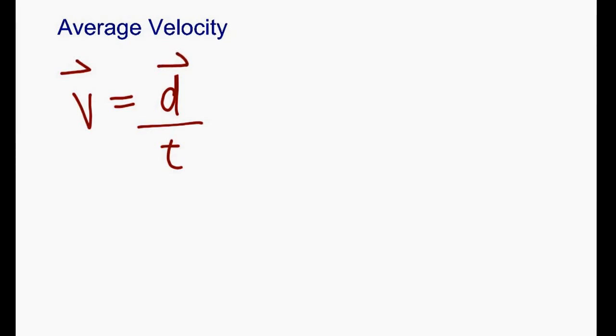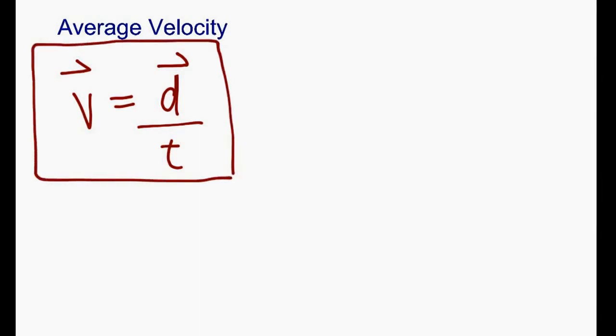And time isn't a vector because time has no direction, right? Time is just 10 seconds, 5 minutes, 10 minutes, whatever, an hour. Direction doesn't matter for time. So our first formula we'll use is just basically velocity equals displacement over time, where those two are vectors. So on your formula sheet, if you look at it, you'll see that it has that.